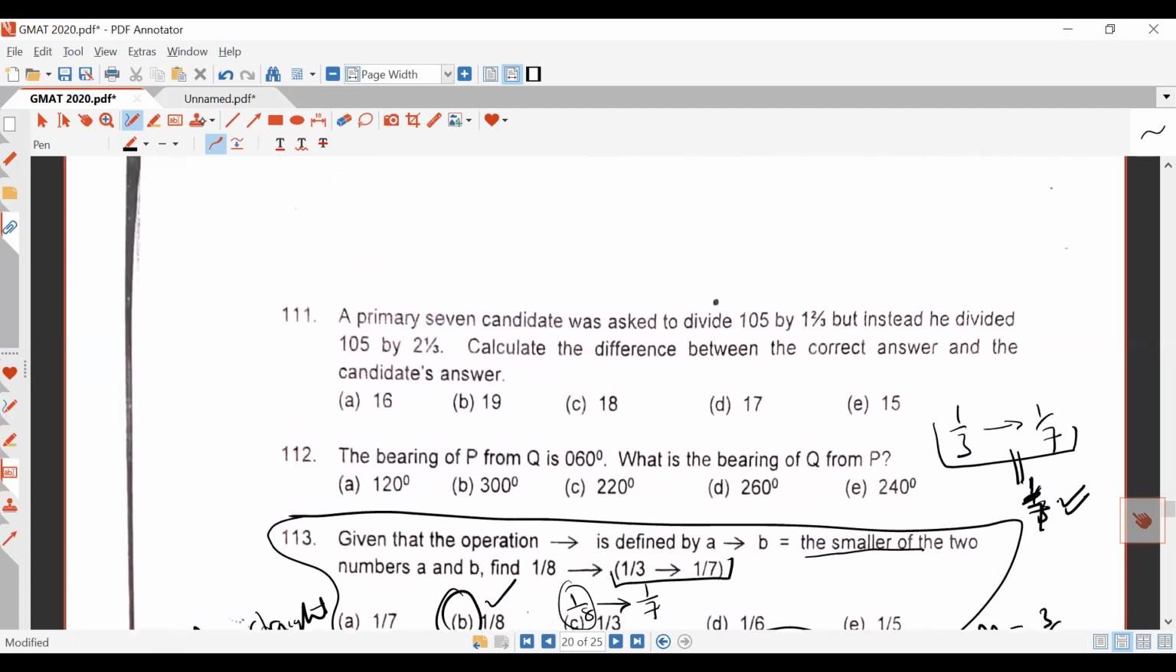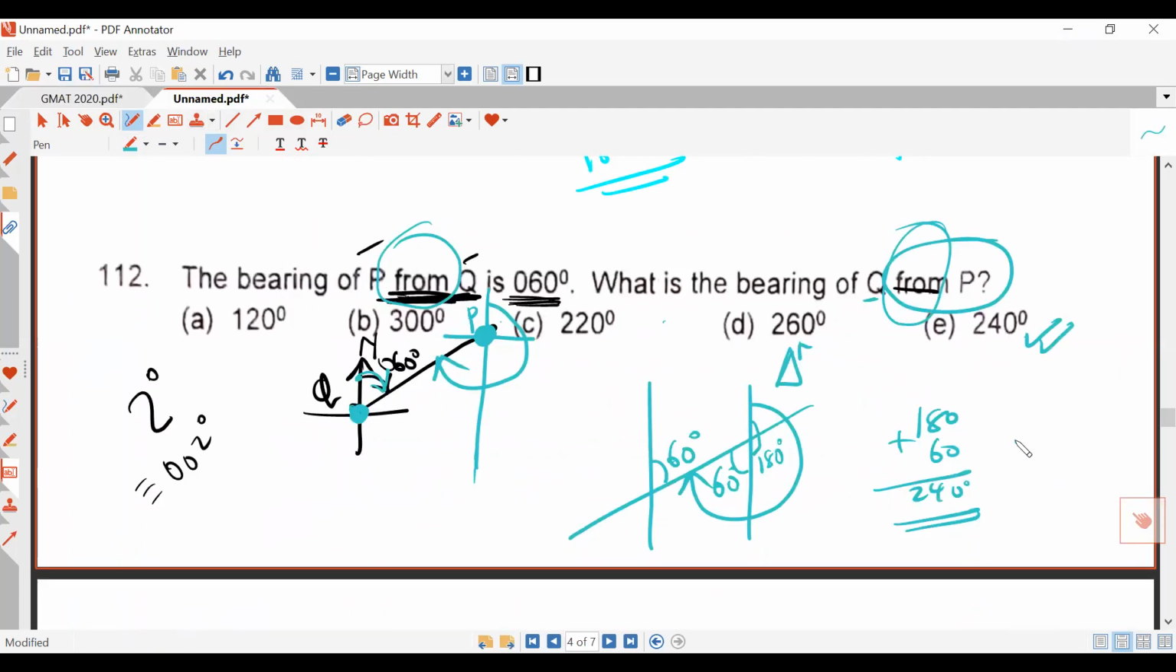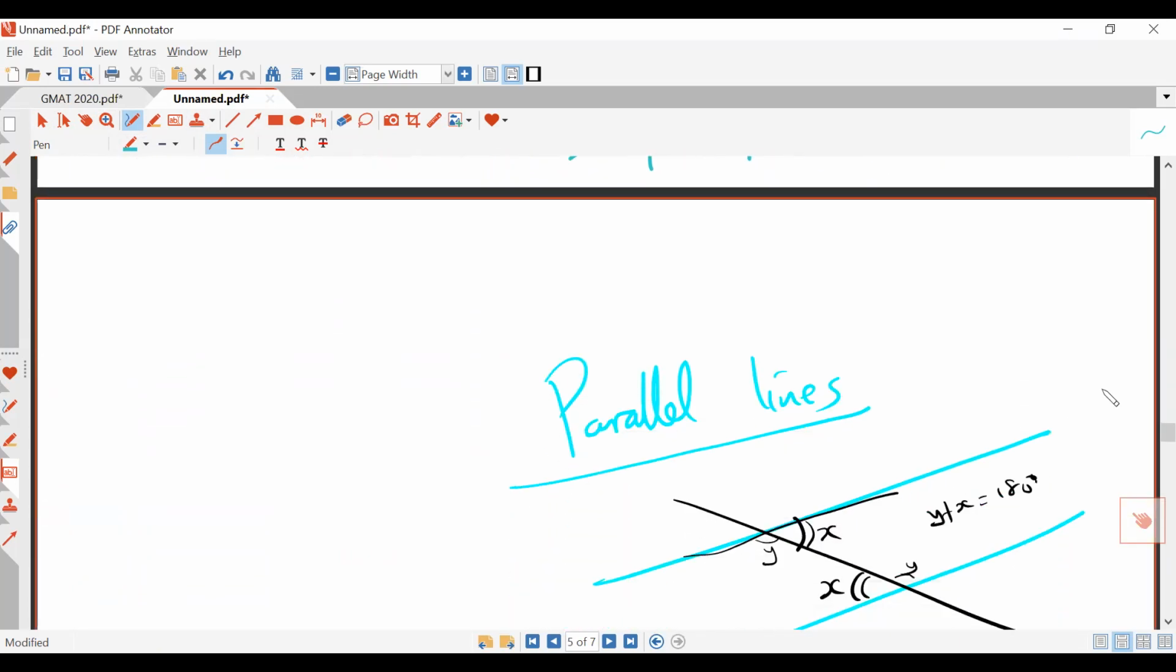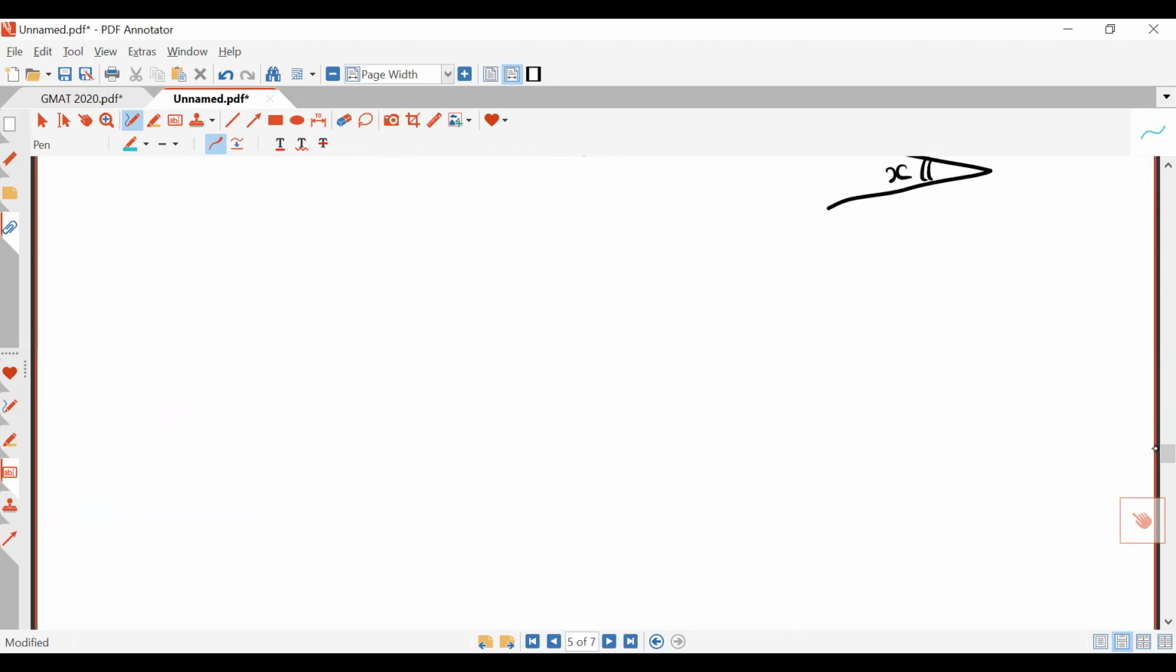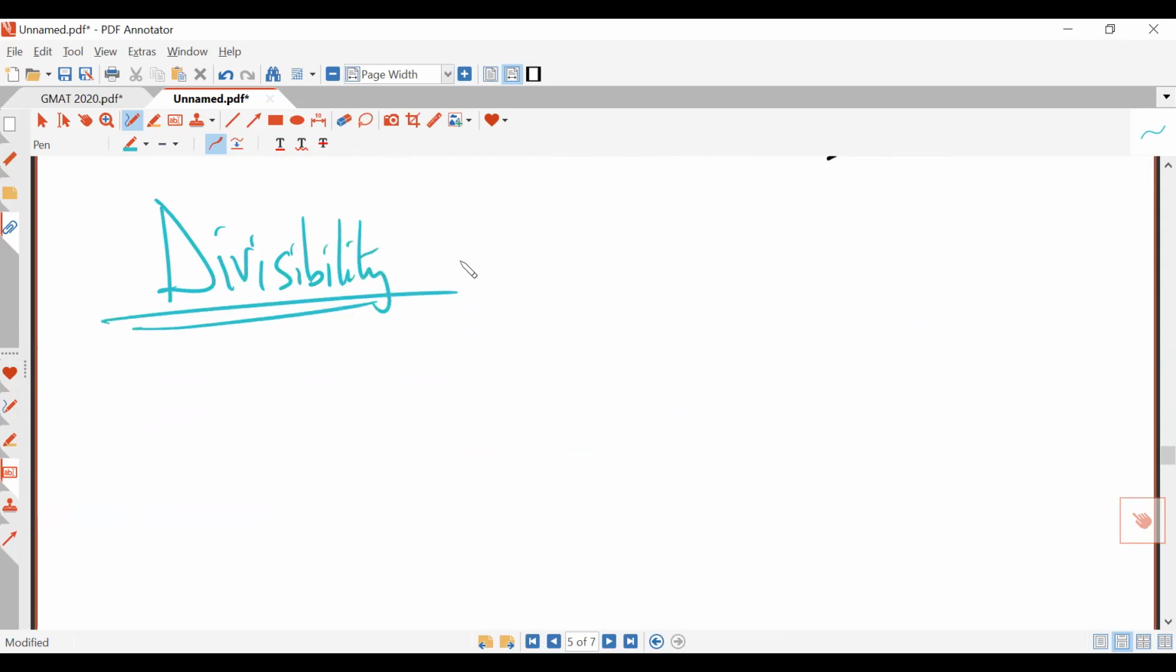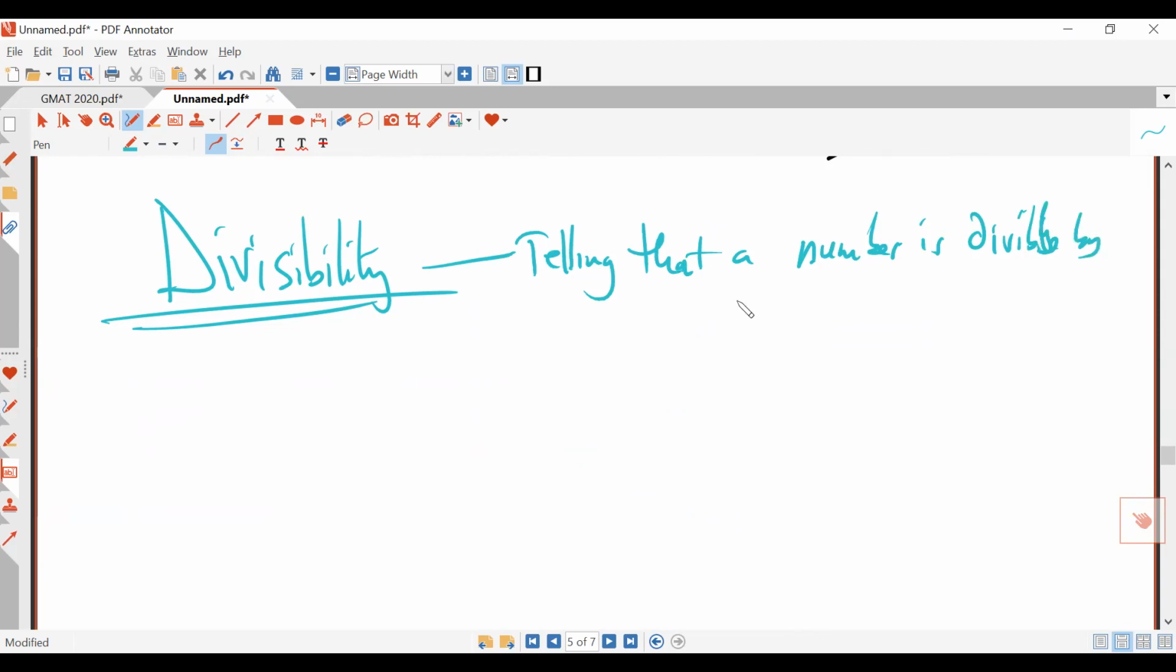I wanted to end with this. I just want you to know this at least, because we may not meet again, unless something else happens. But I just wanted you to remember this. I just want to end with this, divisibility. Telling that a number is divisible by another. That is what divisibility means.